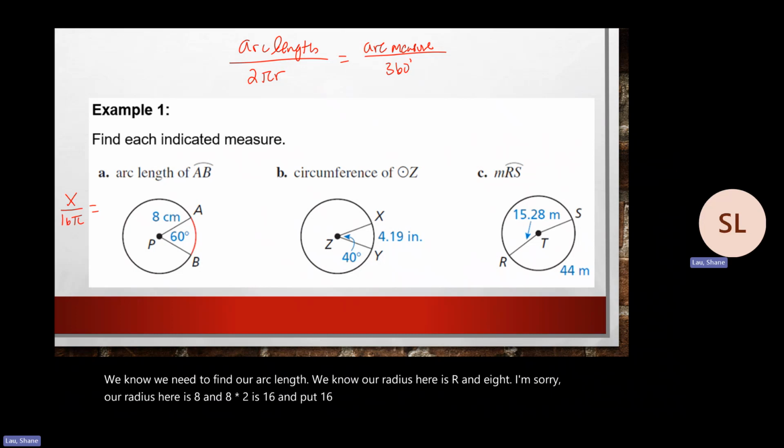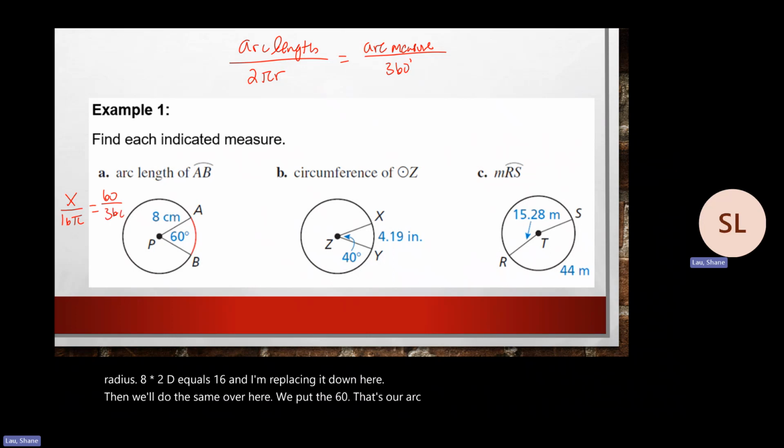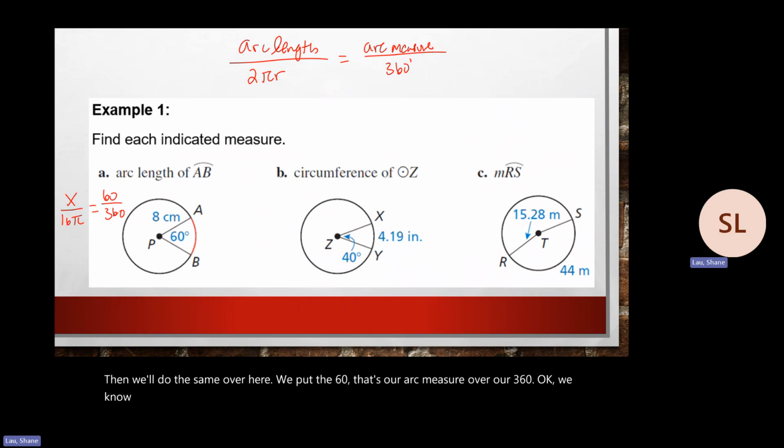Okay, realize all I'm doing is multiplying my radius 8 times 2 to equal 16, and I'm replacing it down here. Then we'll do the same over here. We put the 60, that's our arc measure, over our 360. Okay, we know that 60 is our arc measure because this is the central angle. And angle P, and here is the central angle. Therefore, the arc measure is the same.